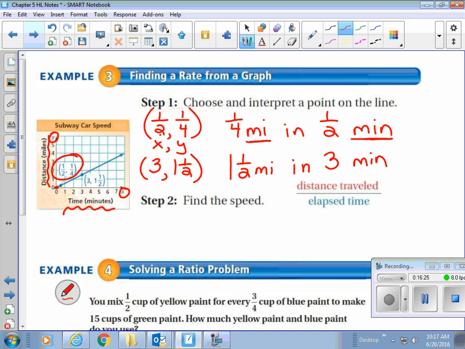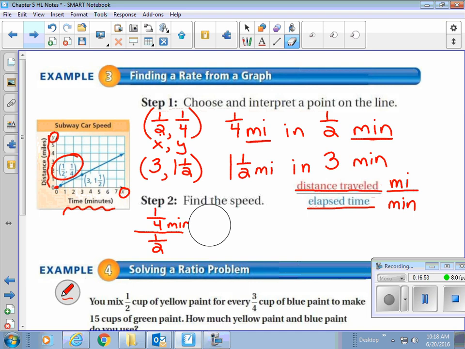Then they're asking you in step 2 to find the speed. So you can see speed is given as distance traveled over your elapsed time. Your distance traveled is going to be in miles, and your time would be in minutes. So we're looking for mile over minute. So we already know from our first ordered pair, our mile is 1/4, and our minutes is 1/2. So we got 1/4 mile in 1/2 minute.